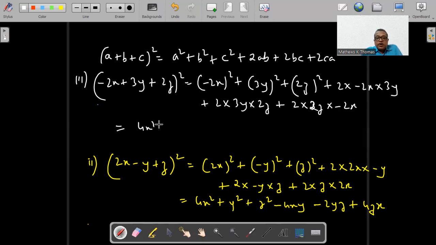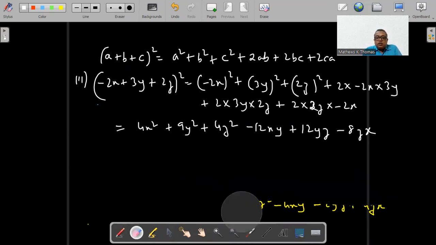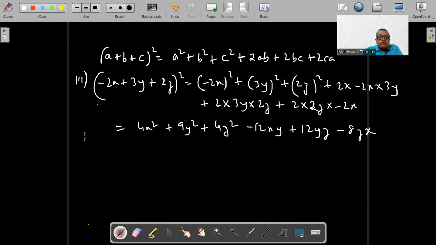(-2x) squared, we get 4x square, 9y square, 4z square. The first three will always be positive. And now I'm multiplying 2 into 2 into 3 is 12, minus 12xy. This is going to be 2 3s are 6, 6 2s are 12yz, and multiply this, 2 2s are 4, 4 2s are 8, minus 8zx. So a square, b square, c square, 2ab, 2bc, 2ca. You just have to be careful about the negative sign. The first three will always be positive. Only we have to be careful about the other terms.